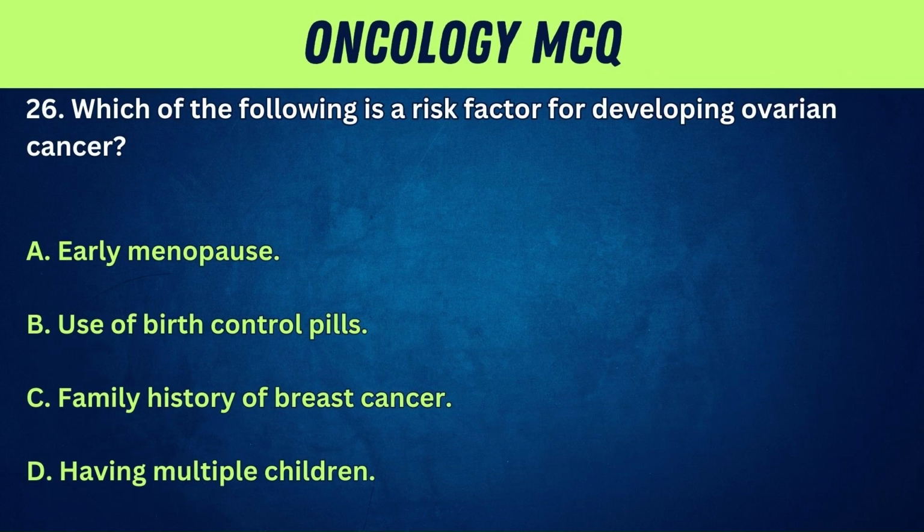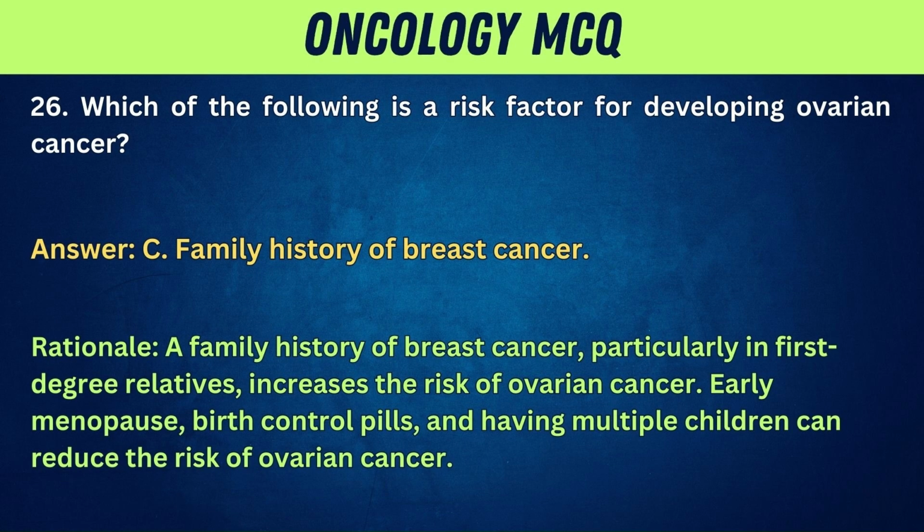26. Which of the following is a risk factor for developing ovarian cancer? A. Early menopause. B. Use of birth control pills. C. Family history of breast cancer. D. Having multiple children. Answer: C. Family history of breast cancer. Rationale: a family history of breast cancer, particularly in first-degree relatives, increases the risk of ovarian cancer.